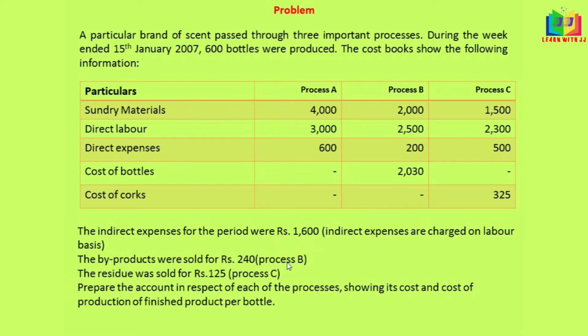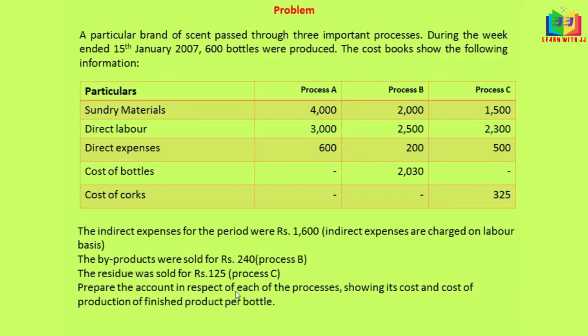See, in process B you have a byproduct, so that product was sold and the process earned 240 rupees, and this is to be credited in process B. And the residue was sold for rupees 125, that is in process C. Again you have a residue, that is, it is a scrap. You got rupees 125 from process C, so you have to credit it in the process C account.